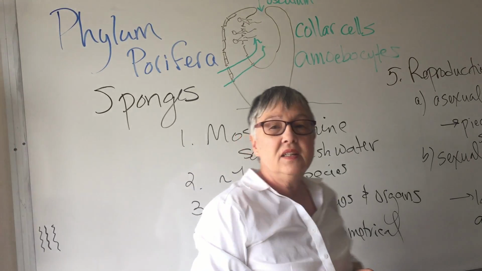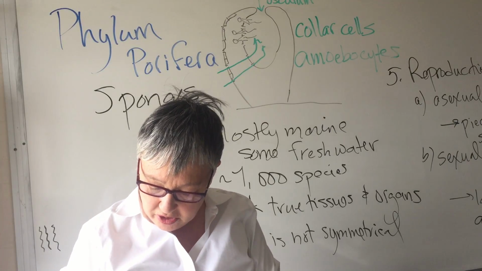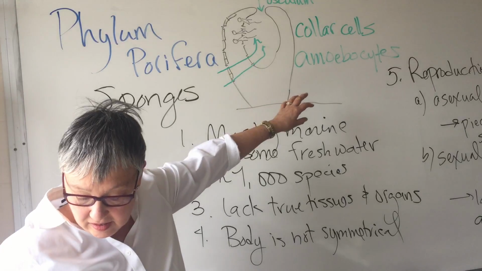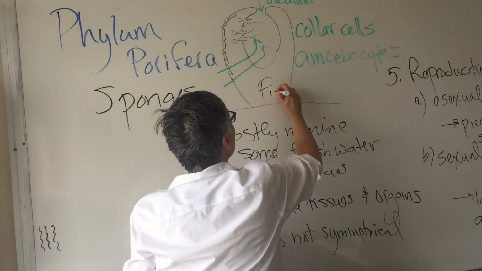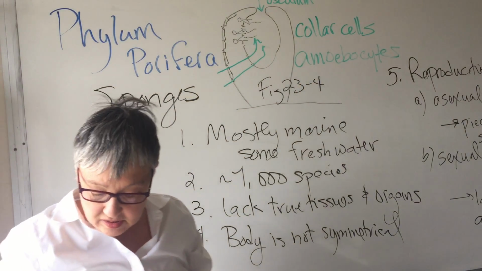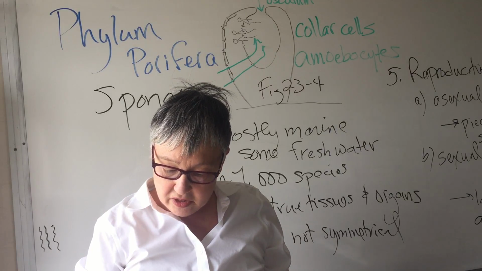All right, those are the sponges. This is section 2 in your textbook. I do want you to take a look at figure 23-4. This is the body of the sponge. I do want you to know the components that are illustrated there.